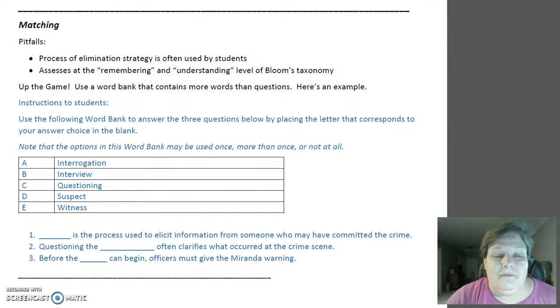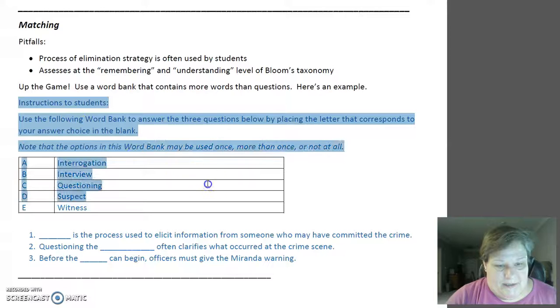You might not have thought of using matching questions, because typical matching questions, when we think of second, third, fourth grade types of exams, it's just a process of elimination. And a lot of times they are assessing the lower order thinking skills. But we can up the game here. We can use a word bank that contains more words than questions. And here's an example. Take a moment to read through this sample test question.